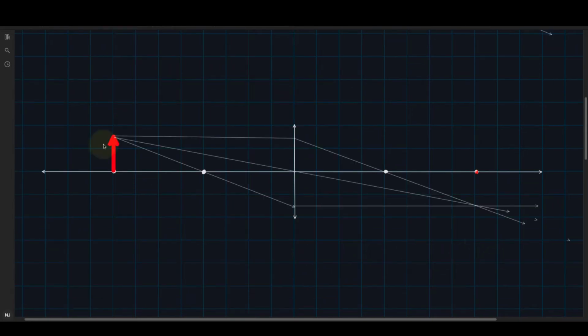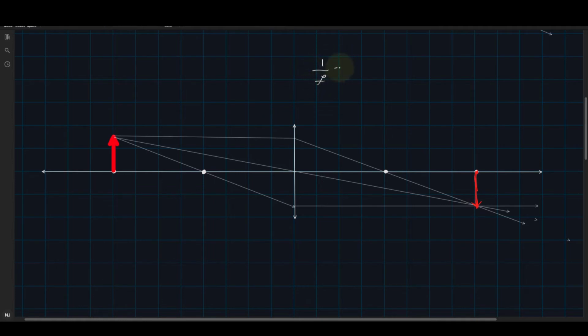So after drawing all the rays as I mentioned, you can see that all the rays meet here at the bottom. So the top part meets here at the bottom, and this will be our image. And if you can see, the image is almost equal in size to this object, and it's inverted and it's real because all the rays have met. Now let's use the equation.